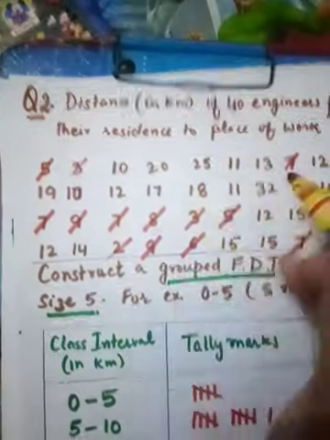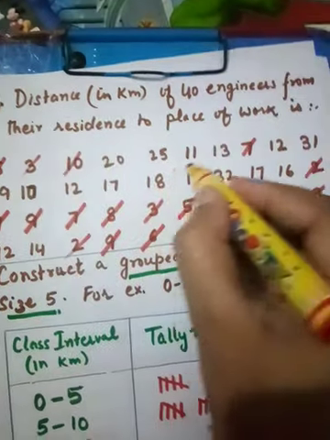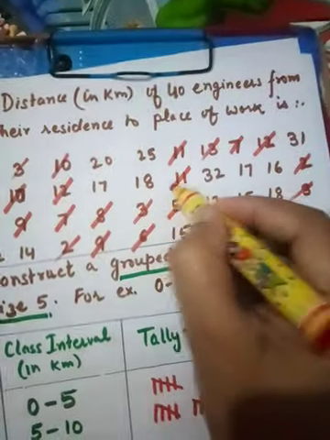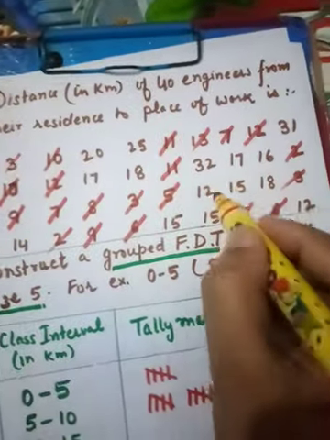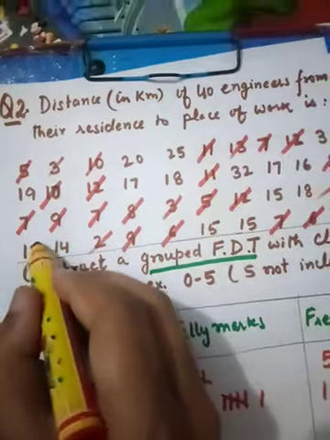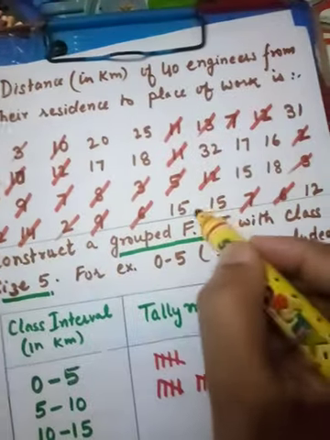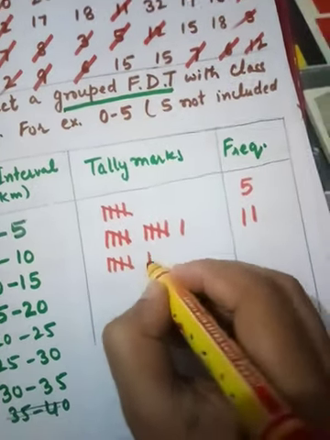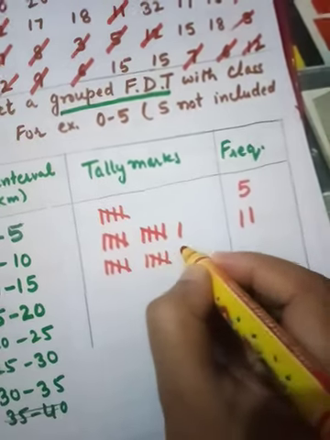Now 10 to 15. 10 will be counted, 15 will not be. So it is 1, 2, 3, 4, 5, 6, 7, 8. 15 will not be counted. 9, 10, 11. Again it is 11. So 1, 2, 3, 4, 5, 6, 7, 8, 9, 10, 11. So 11 will come over there.